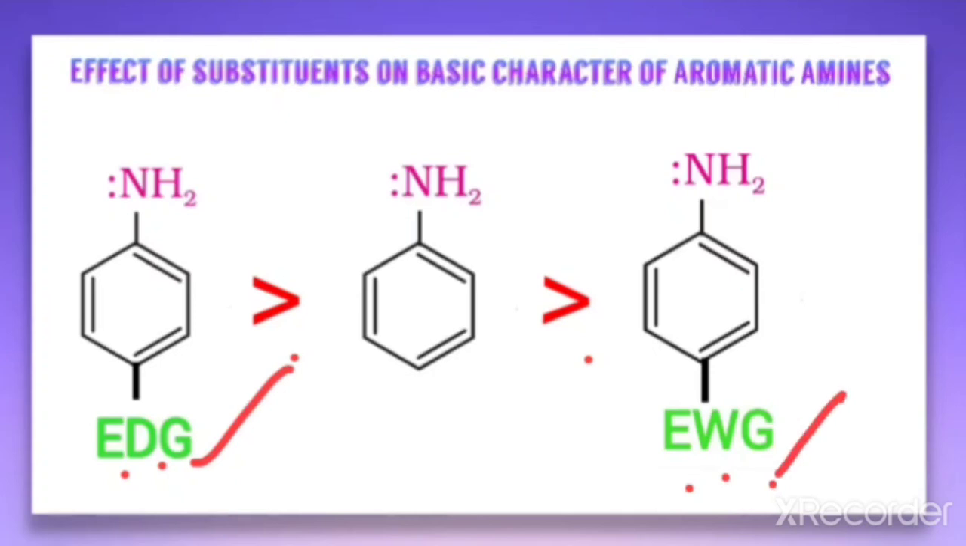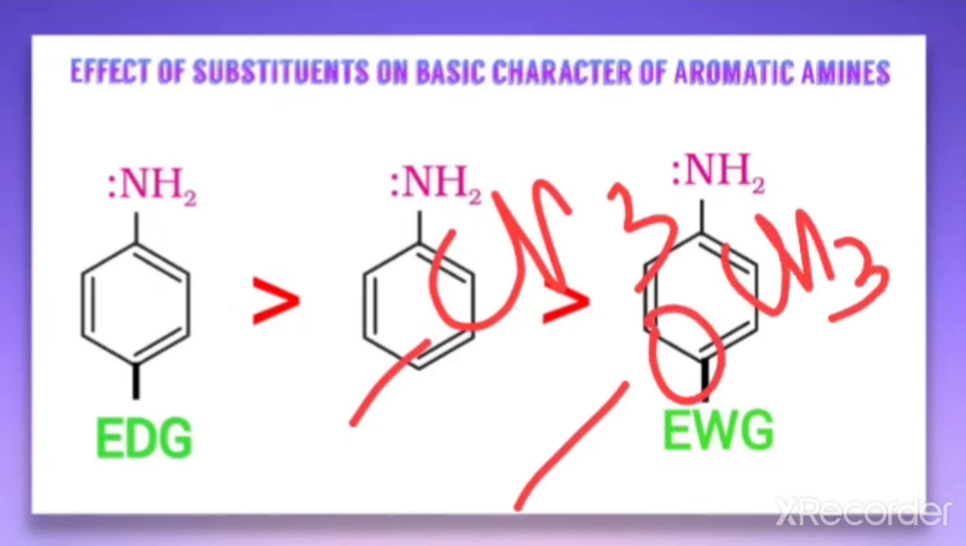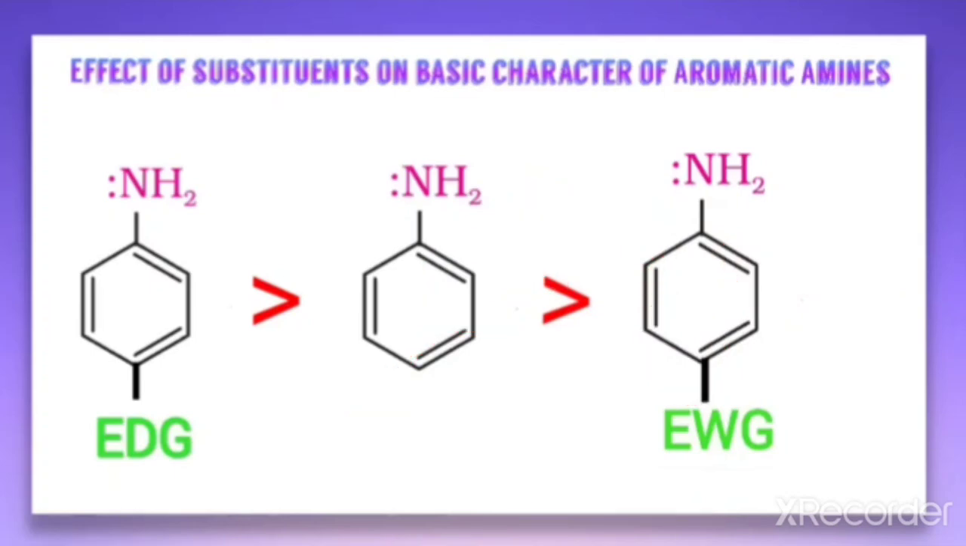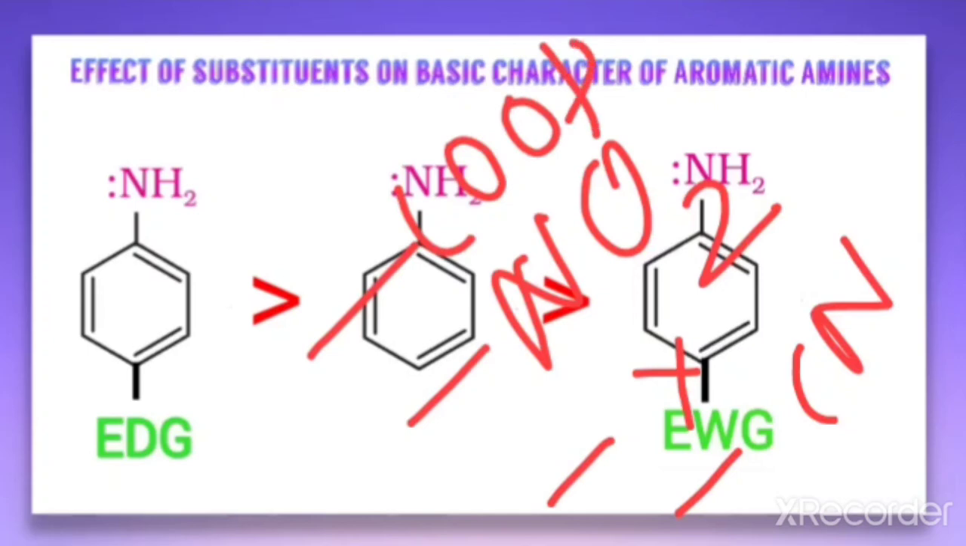Now what is an electron donating group? An electron donating group has a tendency to release electrons, so it can be a methyl group, that is CH3, or OCH3, that is an alkoxy or methoxy group. They are the electron donating groups. And electron withdrawing groups are like NO2, halogens like X, CN, COOH. The presence of an electron withdrawing group on the benzene ring decreases the basic strength.